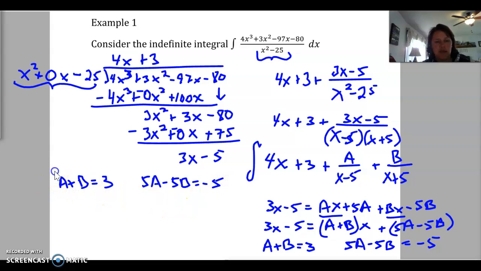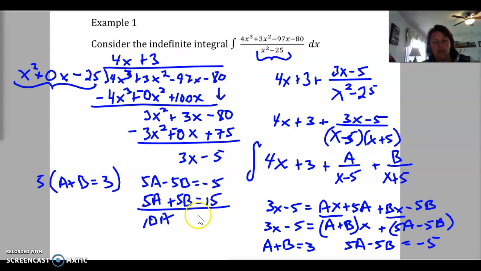So I can take this equation here, multiply it by 5, and then add the two equations together, and my B's will cancel. So that would give me 5A plus 5B equals 15. And when we add those together, we will have 10A, my B's will cancel, equals 10. Therefore, A equals 1. And then come over here, and you're going to use the equation that's inside the parentheses. So 1 plus B equals 3, and therefore B equals 2.